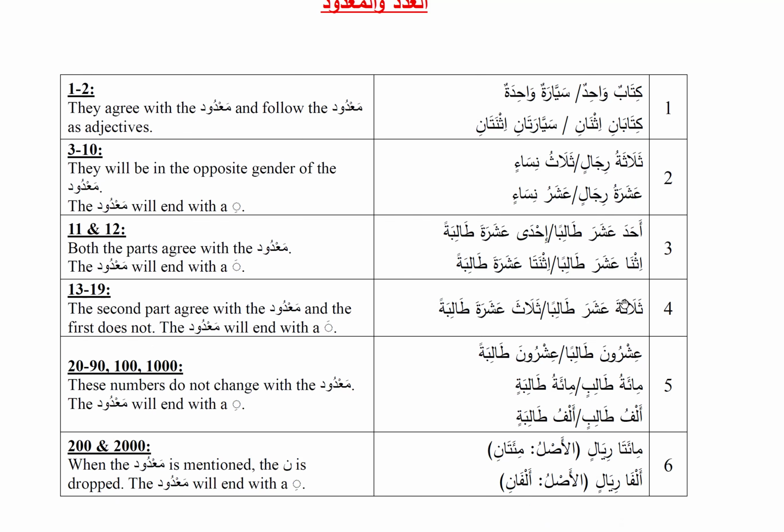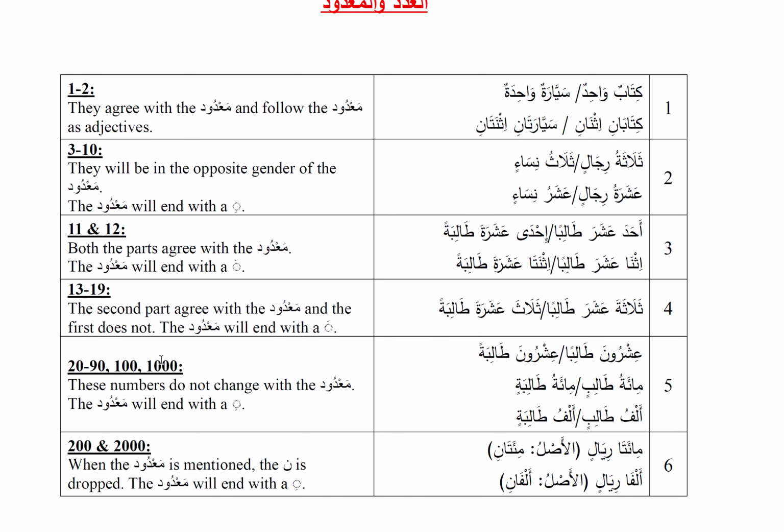So ثلاثة عشر طالبا. ثلاثة عشرة طالبة. Here it's male, so this will agree with it, and this will be opposite. Likewise, this is female, so the second part will be female as well, and the first part will be the opposite of it. Then we have numbers from 20 to 90, 100, and 1000.